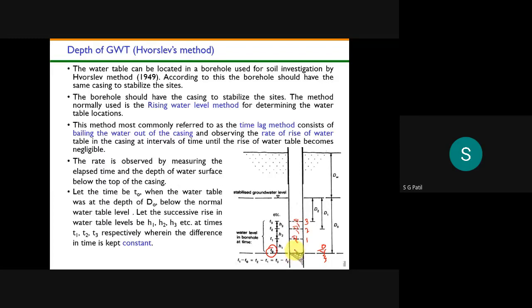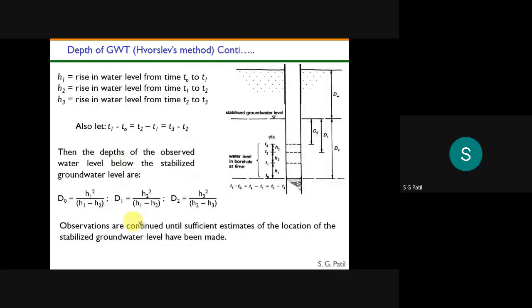Now once you've taken that, you take one imaginary stabilized groundwater level. From that level I should know the depth of water table. So D0, D1, D2 you calculate from these formulas. Once I get D0, D1, D2, these are the depths of water table from some imaginary line, but I want to find out the depth of water table from the ground level.